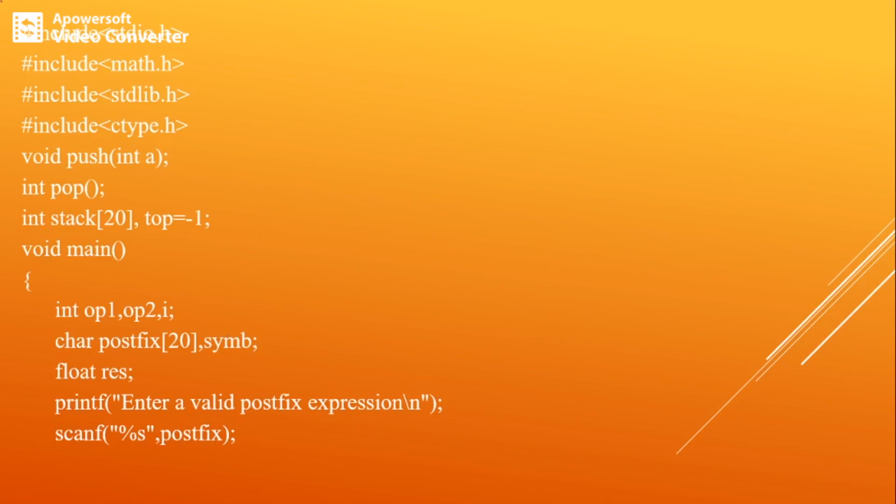Let's understand the program. First of all I am going to include the necessary header files: stdio.h, math.h, stdlib.h and ctype.h. Stdio is for printf and scanf functions. Math.h is for the power function, if you are using it. Stdlib.h is because I have included the exit(0) function, and ctype.h is for the isdigit function. I have used the isdigit function here.